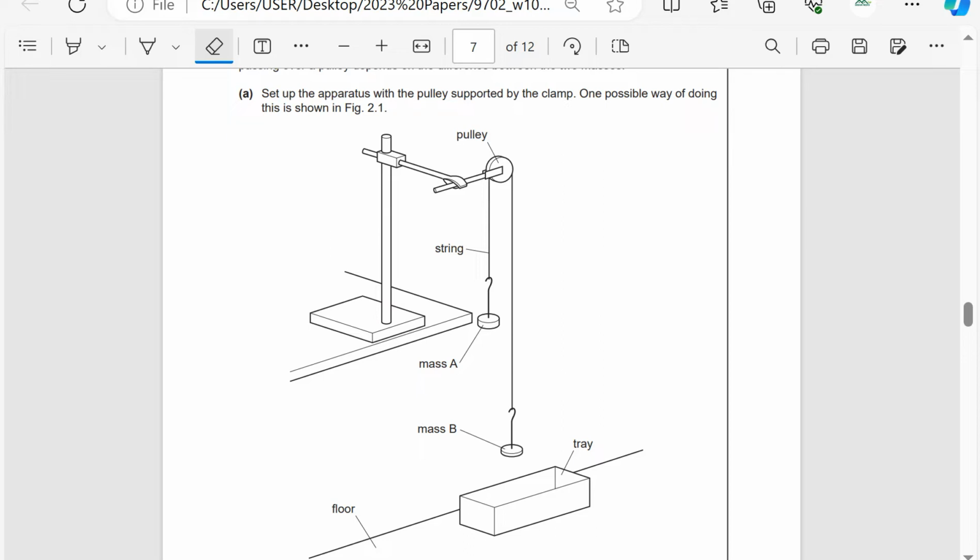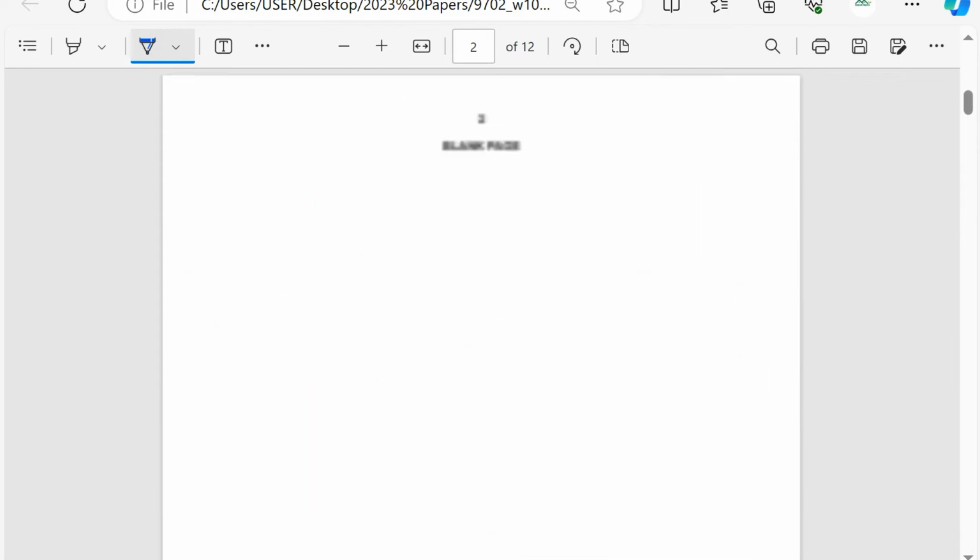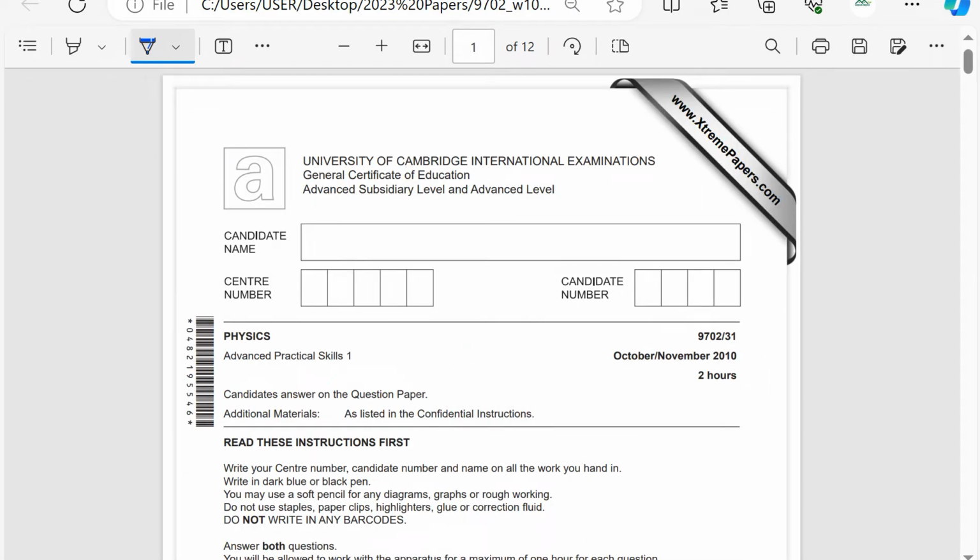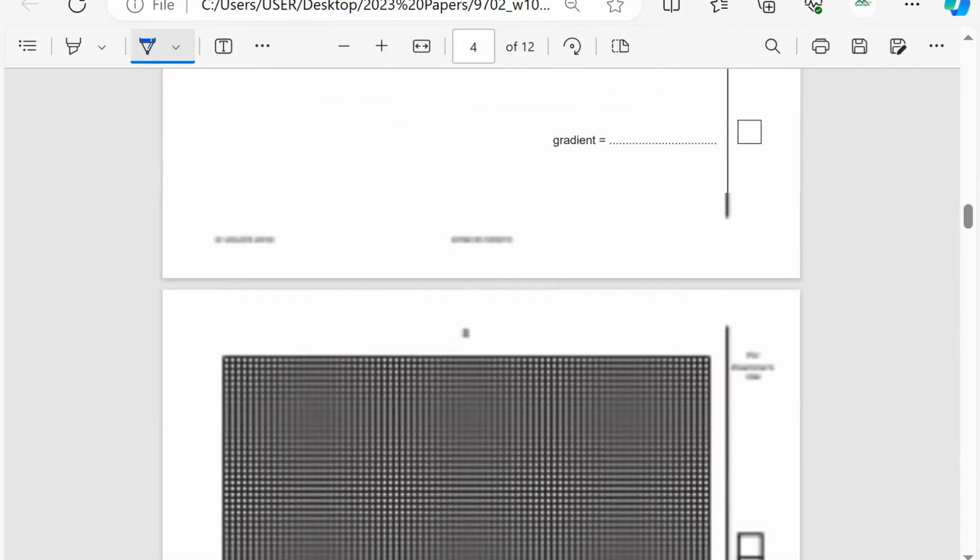So this is the question paper. It is 9702 paper 3 October November, advanced practical skills. The paper is supposed to be 2 hours, but since we are answering only the second question, it will be less than 40 minutes, I guess. So let's go straight to question number 2.